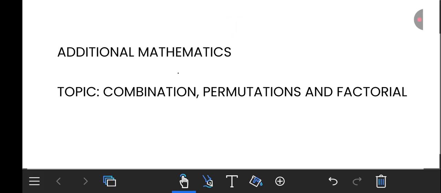We're going to look at combinations, permutations, and factorial. How can you find a combination? How can you find a permutation? And how can you evaluate a factorial? This is what we are yet to talk about in this additional mathematics session. Okay, let's get started.